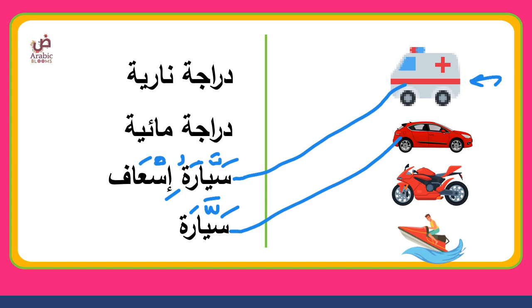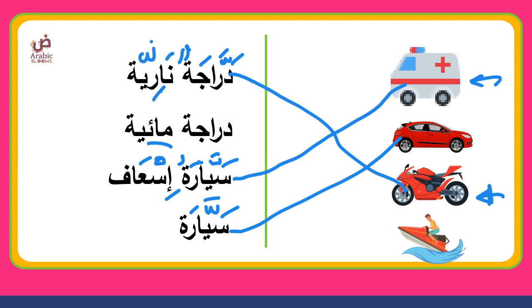The second one here is دراجة. Which one? دراجة مائية or دراجة نارية? By the way, ماء means water. So yes, this is دراجة نارية. And the last one, دراجة مائية. Well done.